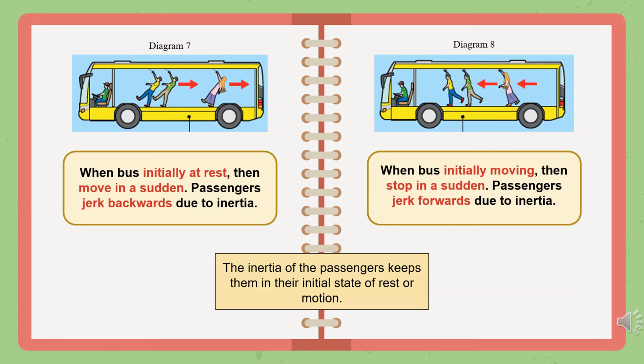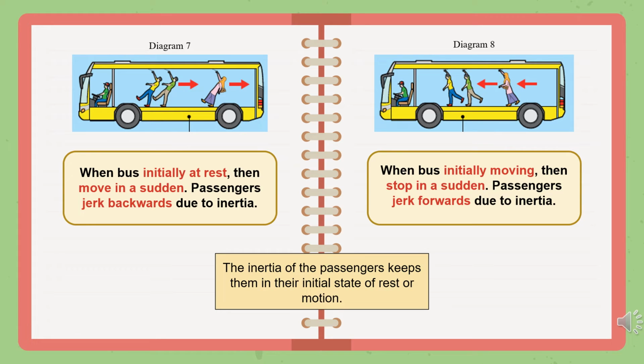In diagram 8, it shows that a bus which is initially moving is suddenly stopped. This situation causes the passengers to jerk forward due to inertia. The inertia tends to keep the passengers in their initial motion.